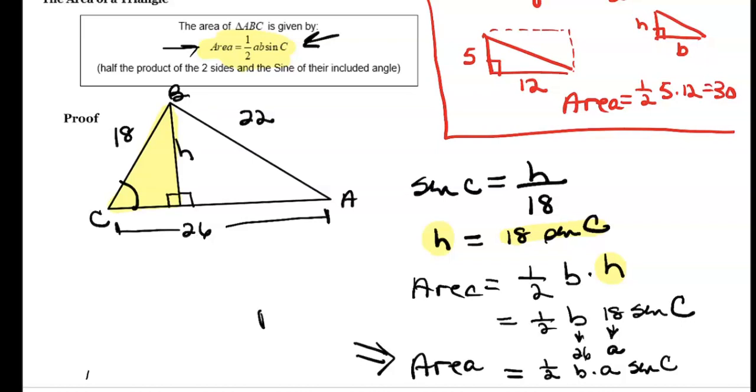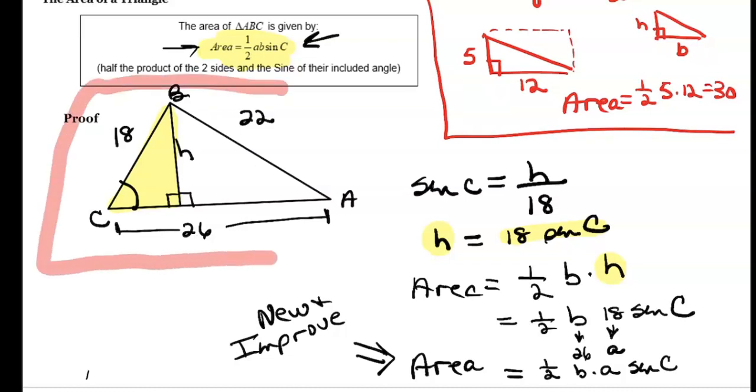So this is the new and improved area formula that I can use on a triangle like this that's not a right triangle. And I can use that formula without having to drop the height. Okay, so that's how this equation came about.